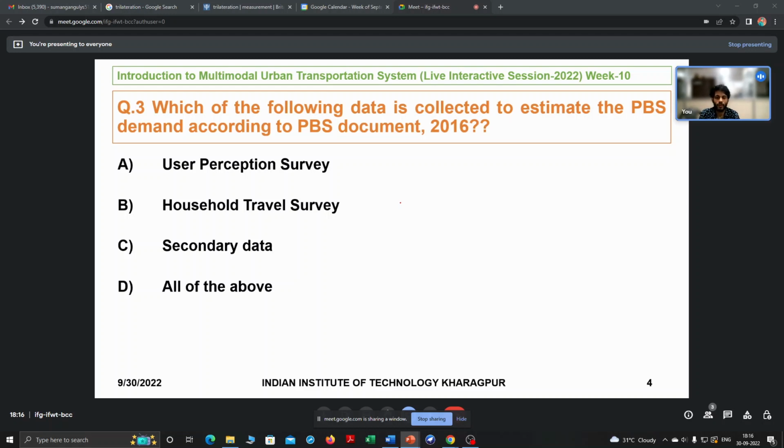So which of the following data is collected to estimate the bicycle demand? Actually, if our main intention is to estimate the demand, then I need all the data, because I need all the information, so that now I know which route to prioritize, which time period to prioritize, and also how many bicycles I need to deploy, or the investment that is needed, right? So the answer will be all of the above.